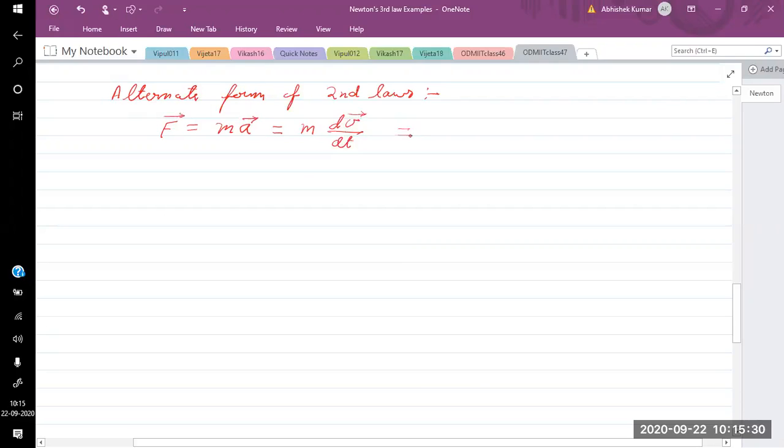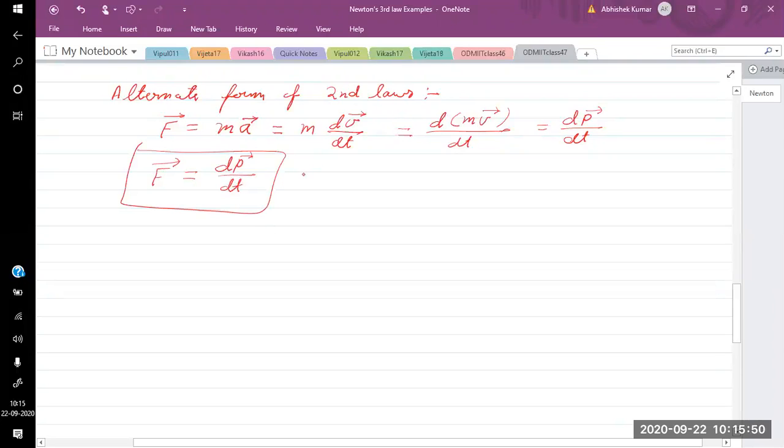Now generally mass is constant for an object, so you can write it as d(mv) by dt. So this is dp by dt. So force is equal to the rate of change of momentum of an object. So this is the alternate form: the force is equal to the rate of change of momentum. This is Newton's law of motion.